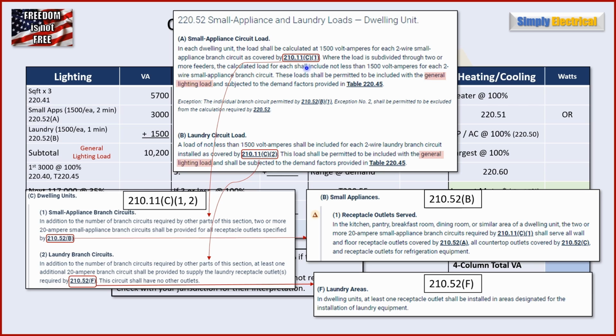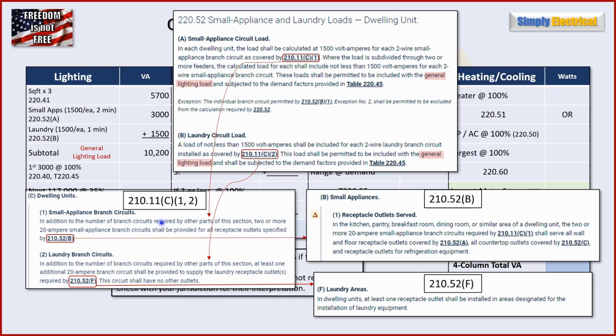What does 210.11(C)(1) say? Right down here it says, number 1, this is for dwelling units, small appliance branch circuits. In addition to the number of branch circuits required by other parts of this section, 2 or more 20 amp small appliance branch circuits shall be provided for all receptacle outlets specified by 210.52(B). Okay, and that's going to point us to another code section, but hang on, let's go back here and figure out what this is saying exactly.